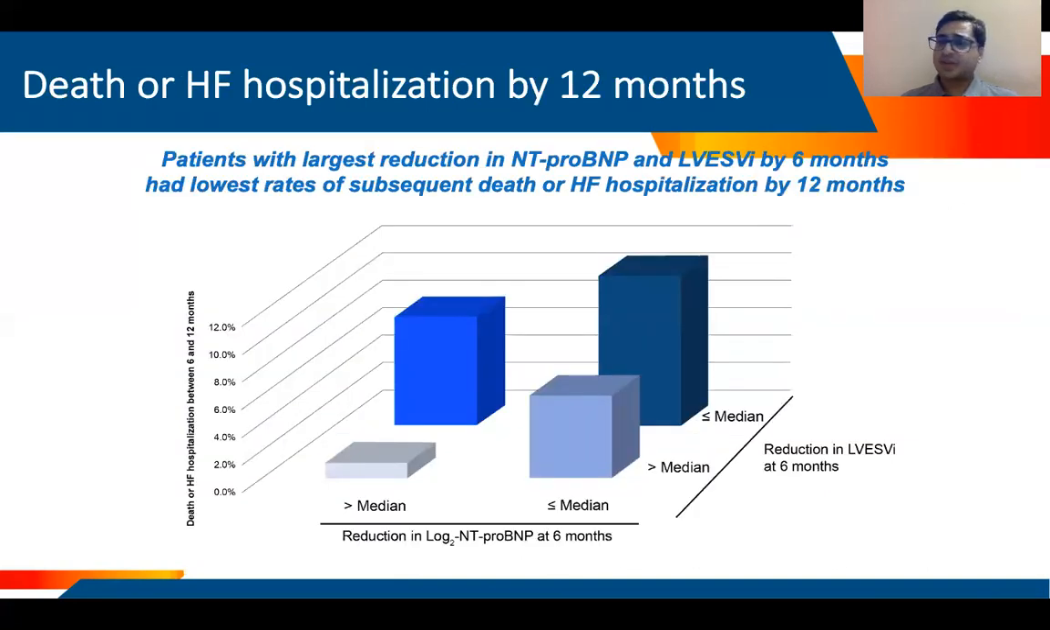And the patients with the larger reduction in NT-proBNP and LV systolic volume by 6 months had the lowest rate of subsequent death or heart failure hospitalization by 12 months. So early initiation is very important because the significant benefit is noted at the earlier period, and it got maintained up to 6 months and then at 12 months. Therefore, it is very much imperative to start at the initial stage. That's what the point is.